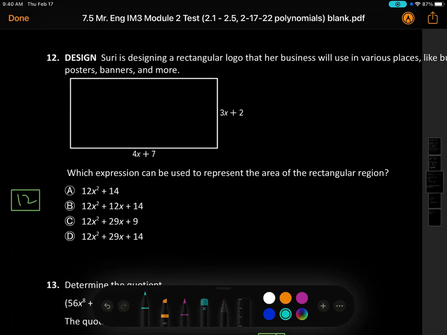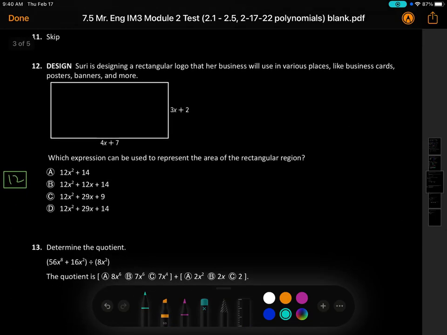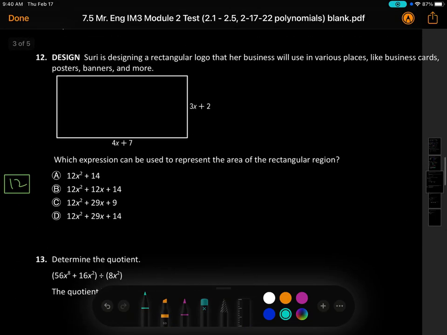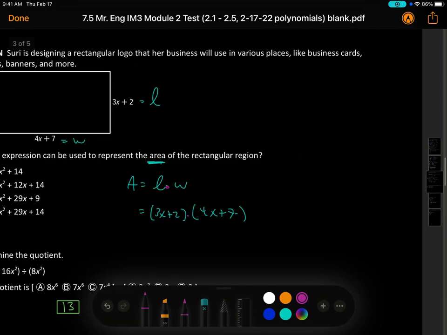Siri is designing a rectangular logo that her business will use in various places like business cards, posters, banners, and more. What expression can be used to represent the area? Area is length times width. Well, it doesn't matter if this one's called the length and this is the width, or you change them. Because the big idea is you're going to multiply them, right? Multiply. So let's put it into the box.